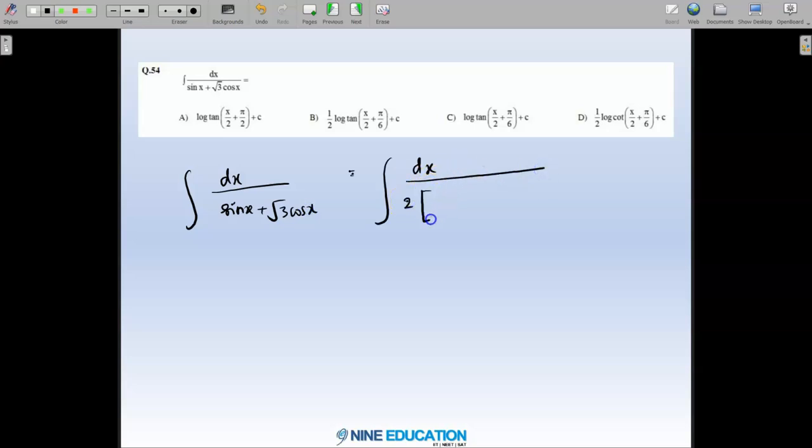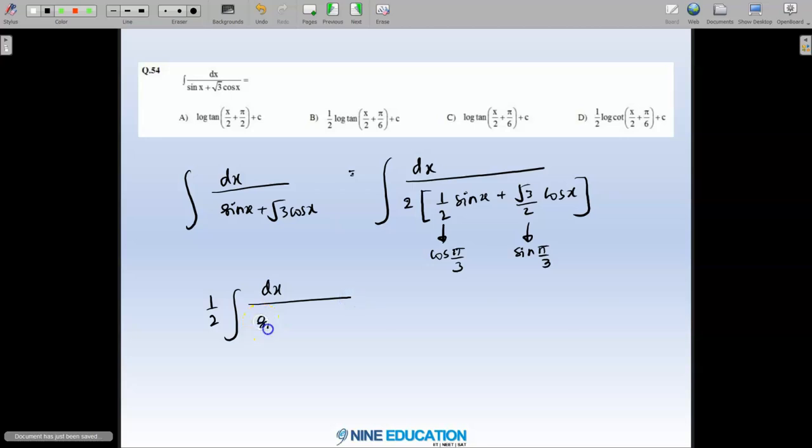So let's multiply this denominator by 2 and also divide. So we have 1 by 2 sin x plus root 3 by 2 cos x. Now in place of 1 by 2, if I write cos pi by 3, I can write this root 3 by 2 as sin pi by 3. Then it will be a formula of sin(A plus B). So we can say that it is 1 by 2 dx divided by sin(x plus pi by 3), which is basically 1 by 2 cosec(x plus pi by 3) dx.